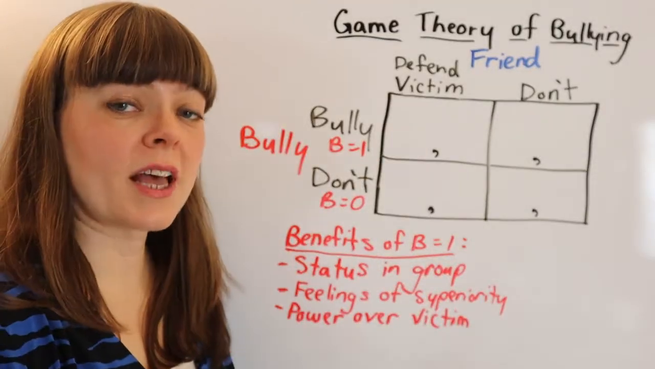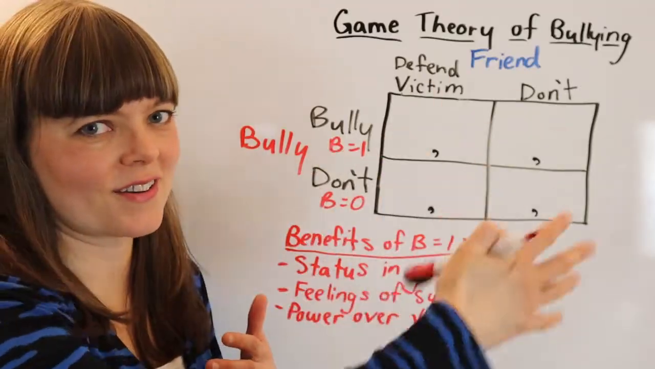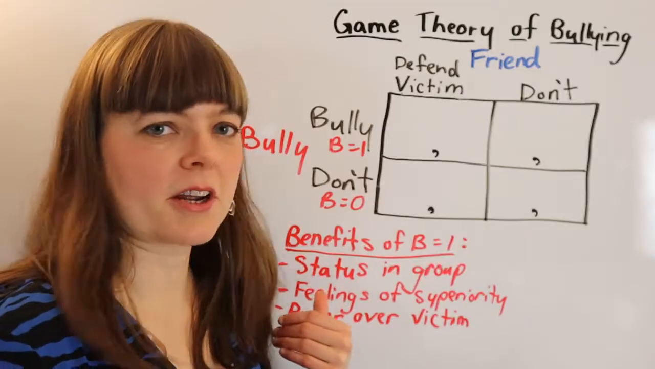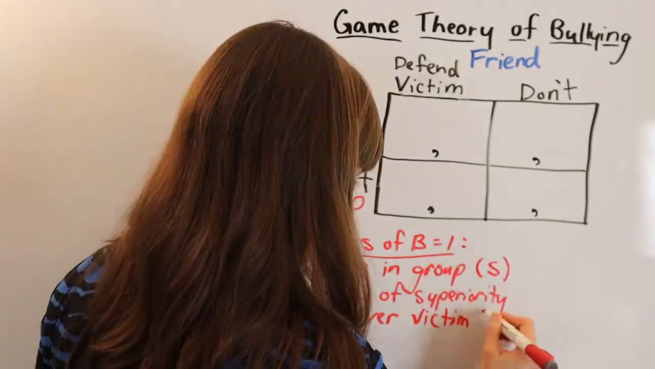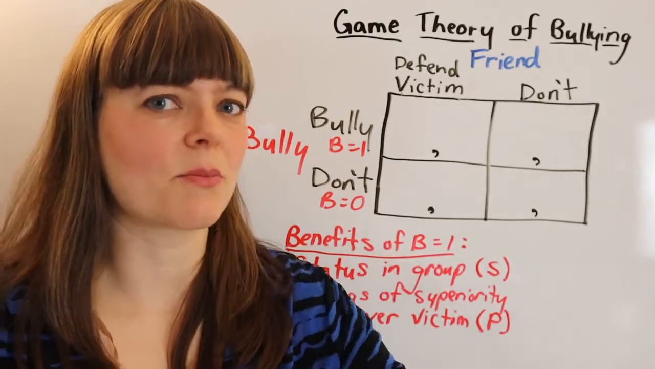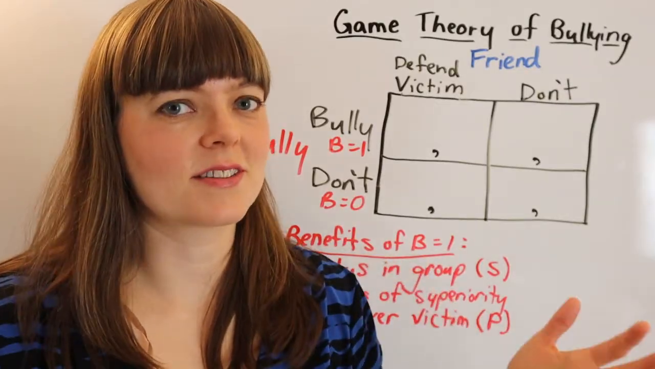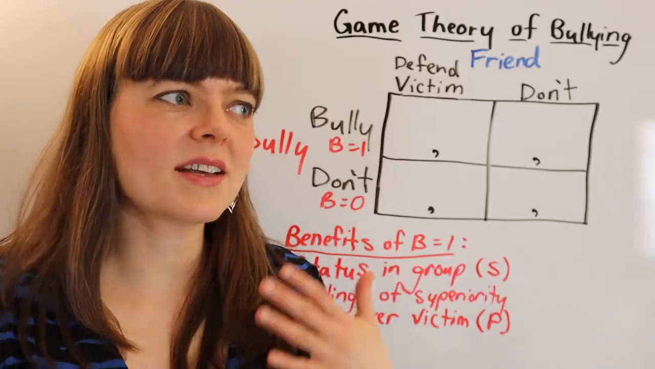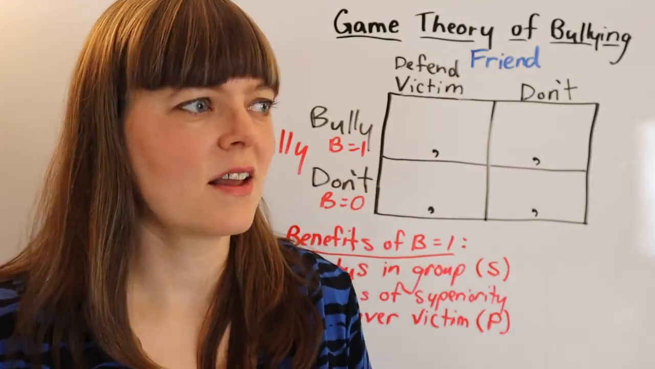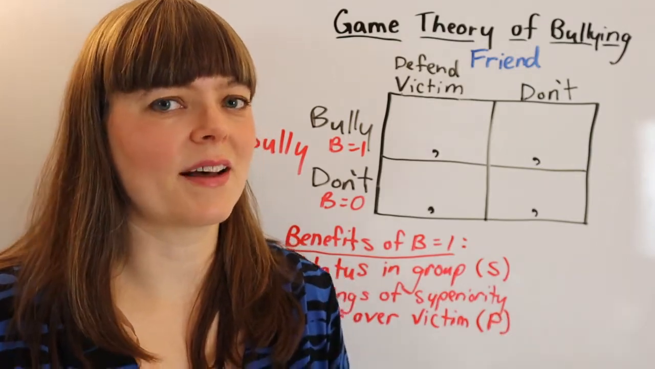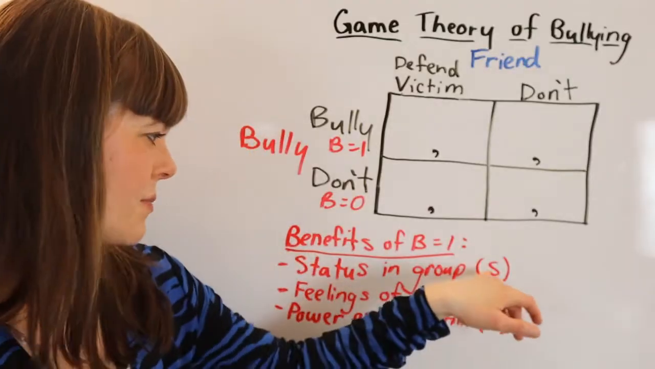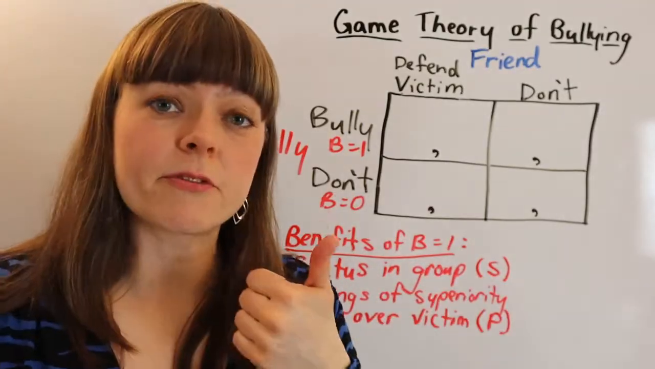So status in the group is actually going to be a big factor when we're analyzing this particular game, and any variable that I want to put into the bully's objective function, I should name it. And why is status in the group a factor? So if the bully bullies someone and none of their friends stand up to that, then the bully has kind of increased their status in the group. They've shown that they can do things that other people might not like, and nobody will challenge them. So there's a potential that their status in the group could go up from bullying.